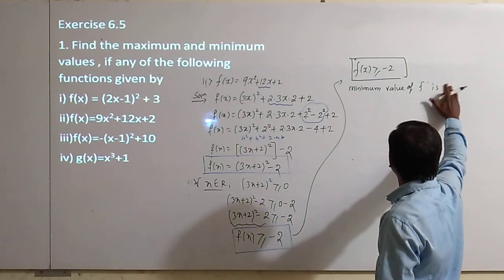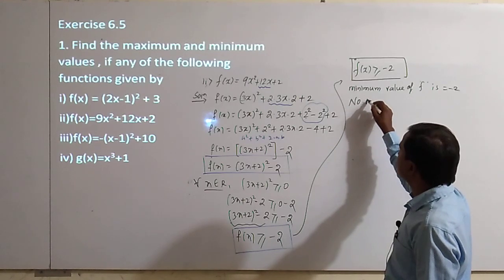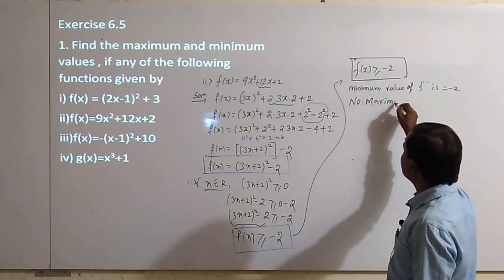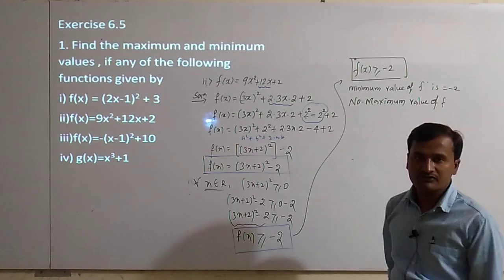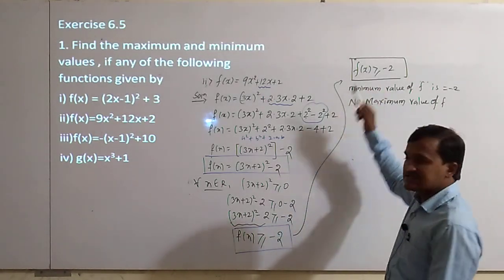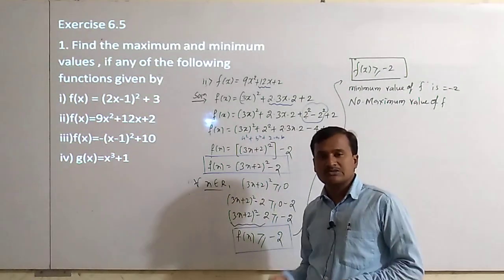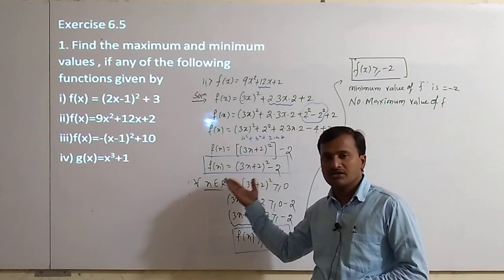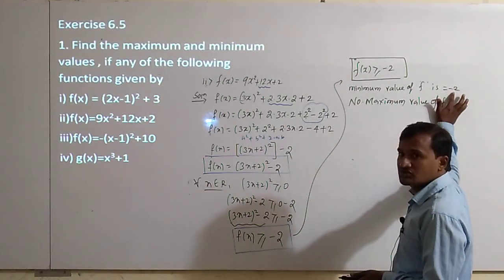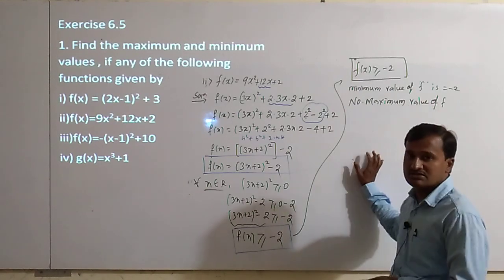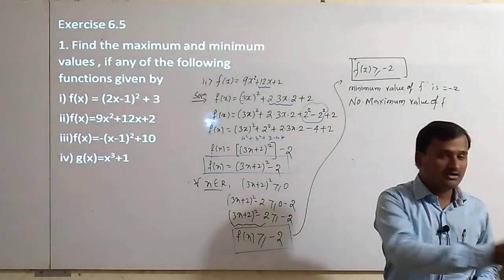What about the maximum? Again, it has no maximum, because f of x is more than or equal to minus 2, which means you are getting minus 1, 0, 1, 2, 3, 4 up to infinity. So therefore the minimum value is minus 2, and f has no maximum value. Okay, right. We'll go to the next question.